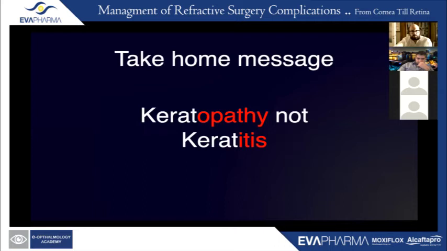Take home message again: this is a keratopathy, not keratitis. This is the main thing you should know about this condition. Don't use steroids, don't try to treat it aggressively, just wait until it improves by itself, and tell the patient he should wait for improvement.